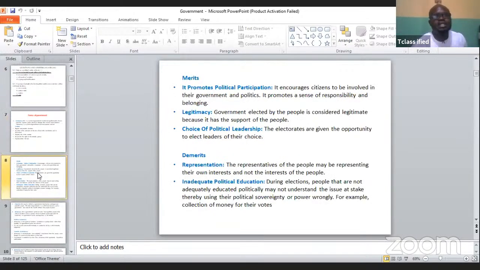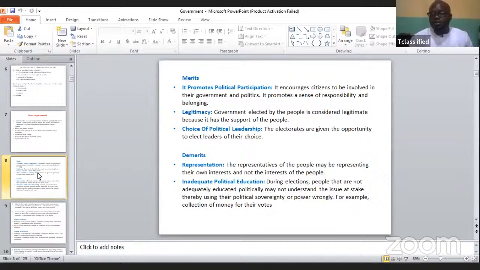Now let's look at the importance, merits and demerits, important advantages and disadvantages of democracy. Number one advantage is that it promotes political participation. Because it's a democracy, there is election, everybody votes. It's not military dictatorship where some group of people put somebody to become the head of the government. In democracy, everybody, you vote. There is what we call political participation.